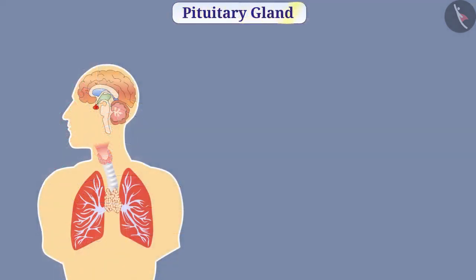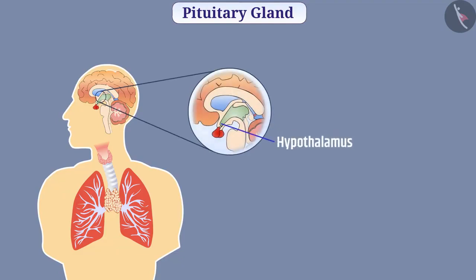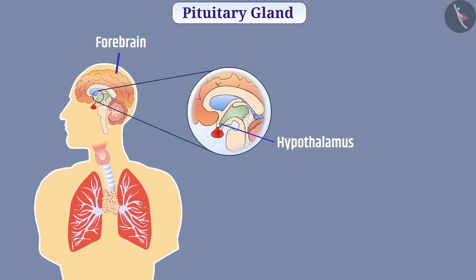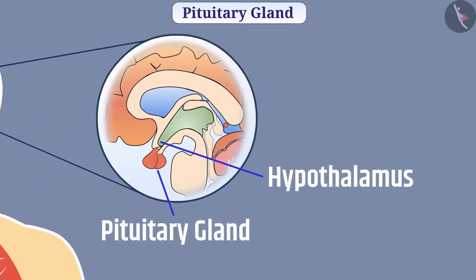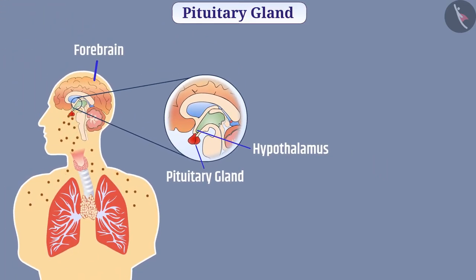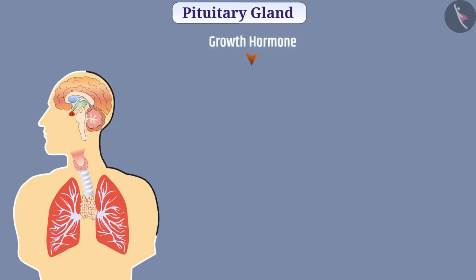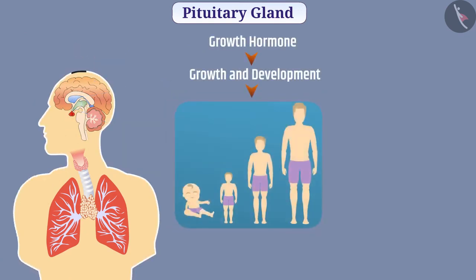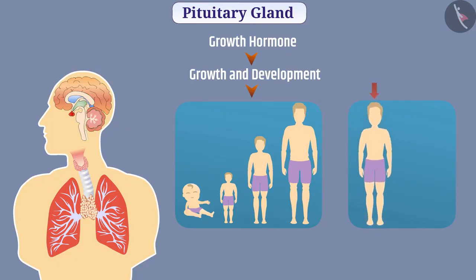The pituitary gland is present below the hypothalamus in the forebrain part of our brain. The pituitary gland secretes various hormones in our body, such as growth hormone, which controls the growth and development of the body. If the secretion of growth hormone is high during childhood, then there is abnormal growth of the body, which is called gigantism. If the secretion of growth hormone is less during childhood, growth is blocked and height of the body does not increase, which is called dwarfism.